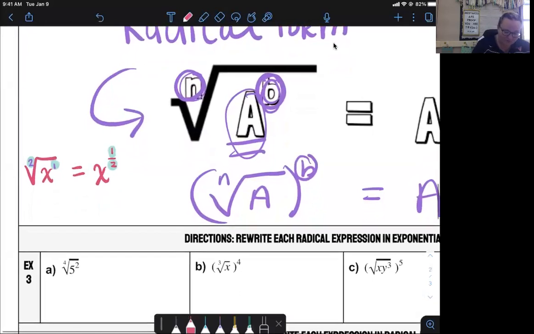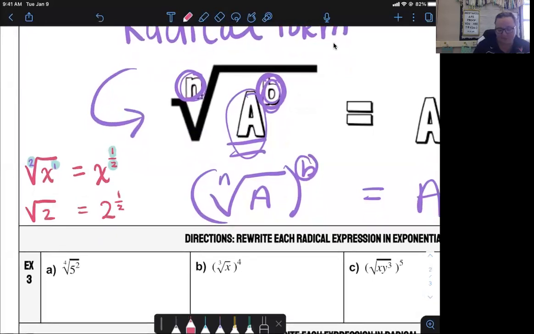If you wanted to rewrite the square root of 2, it would be 2 to the 1/2 power. The square root of 27 is 27 to the 1/2 power. So the square root of anything is that thing to the 1/2 power. That's a fun fact that you should have memorized for the rest of your mathematical career.